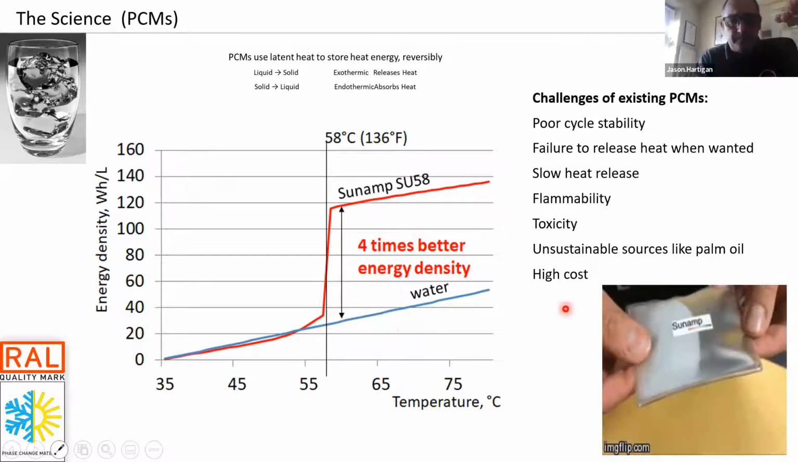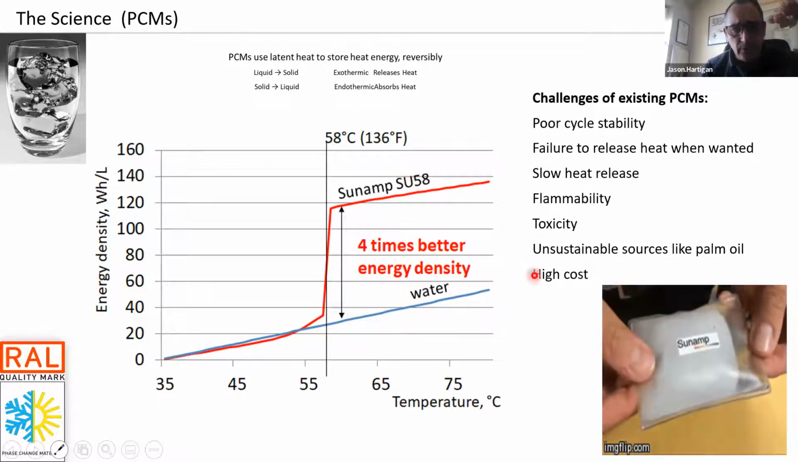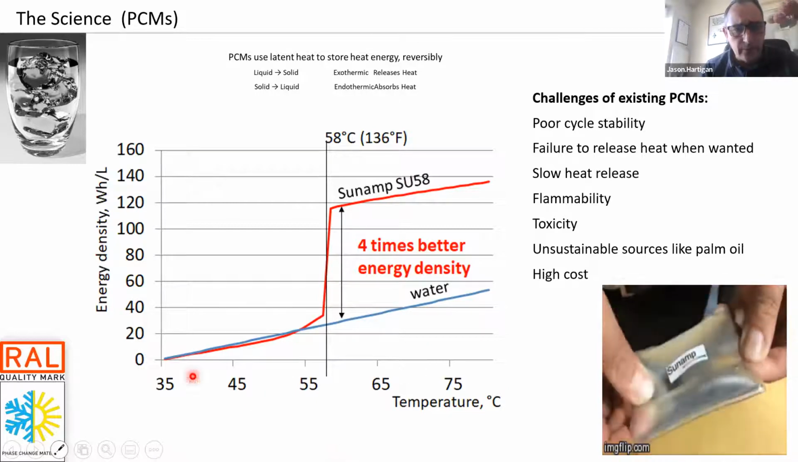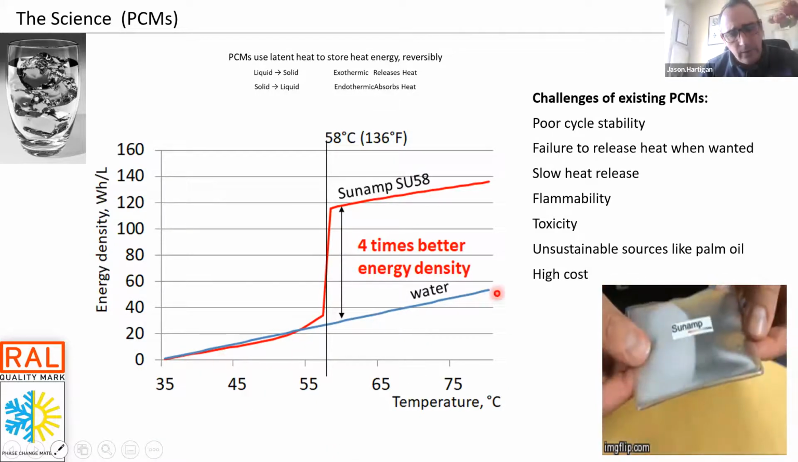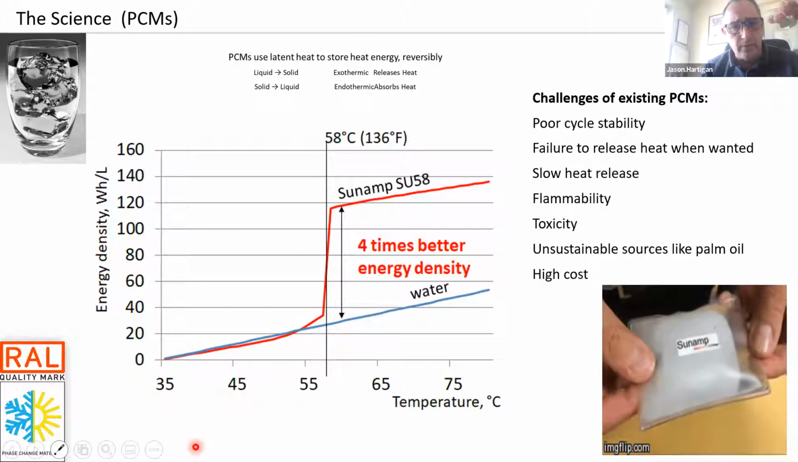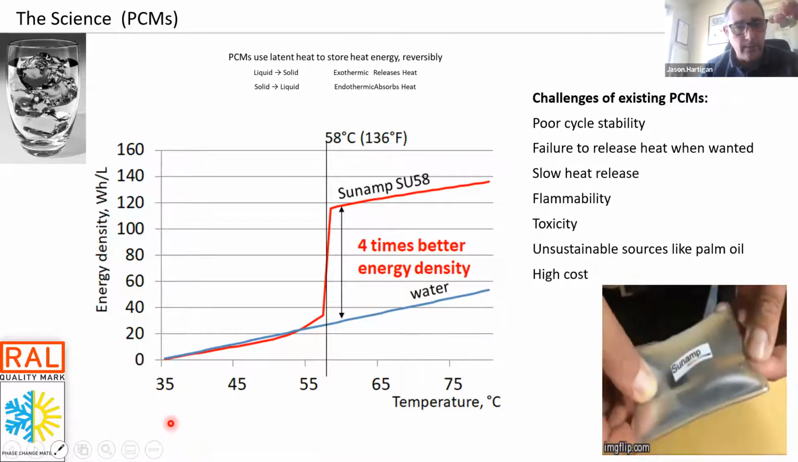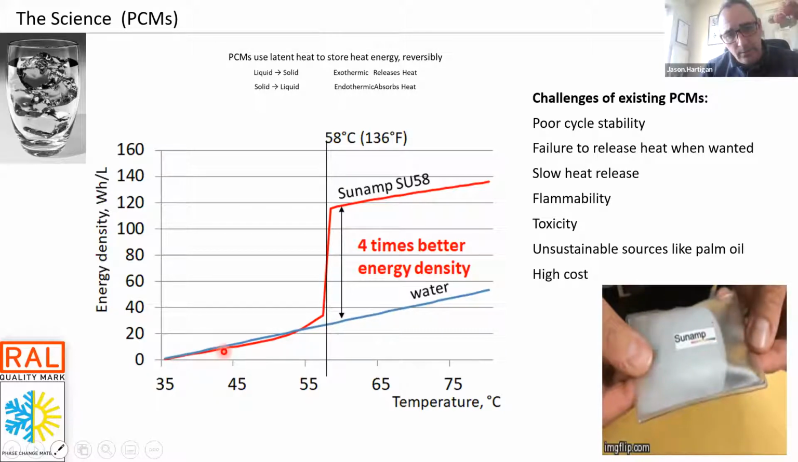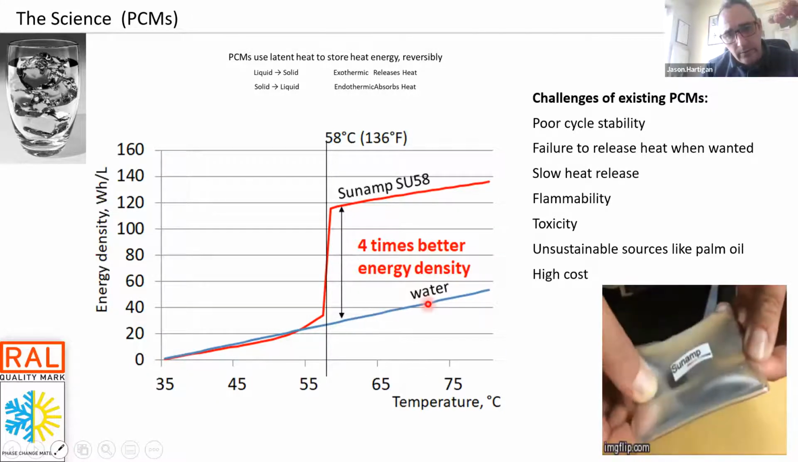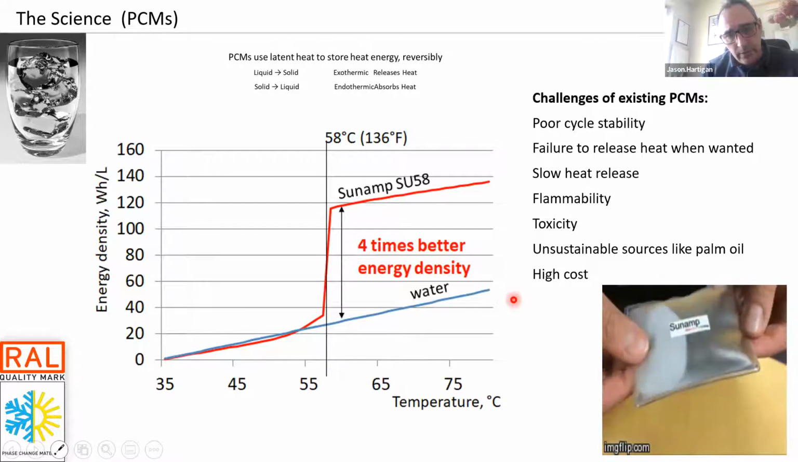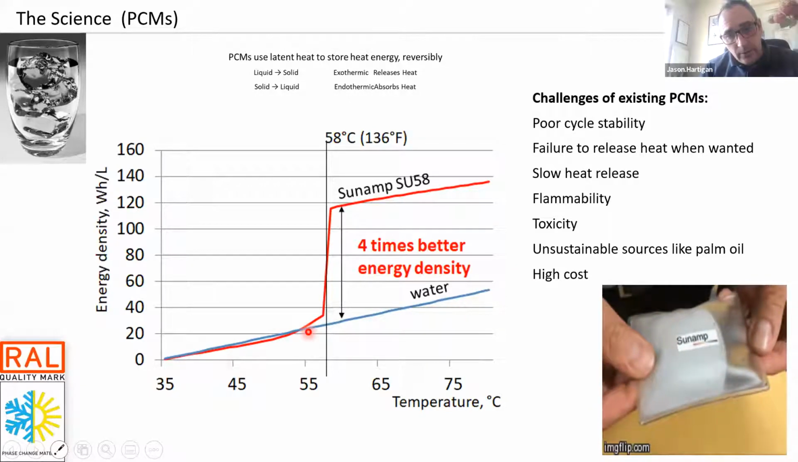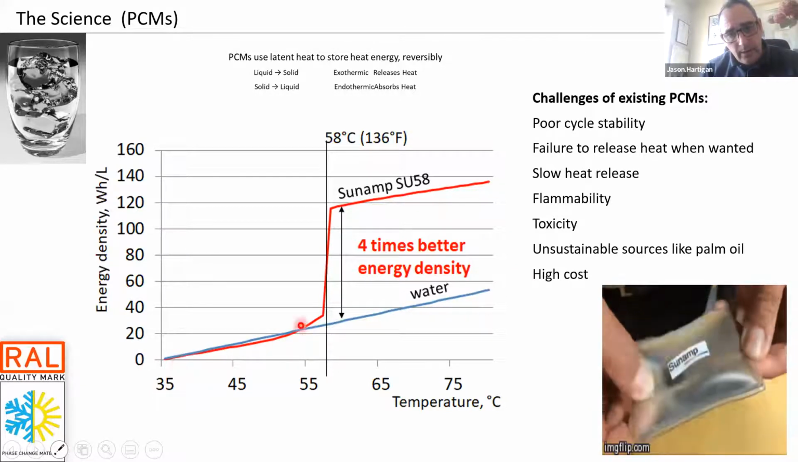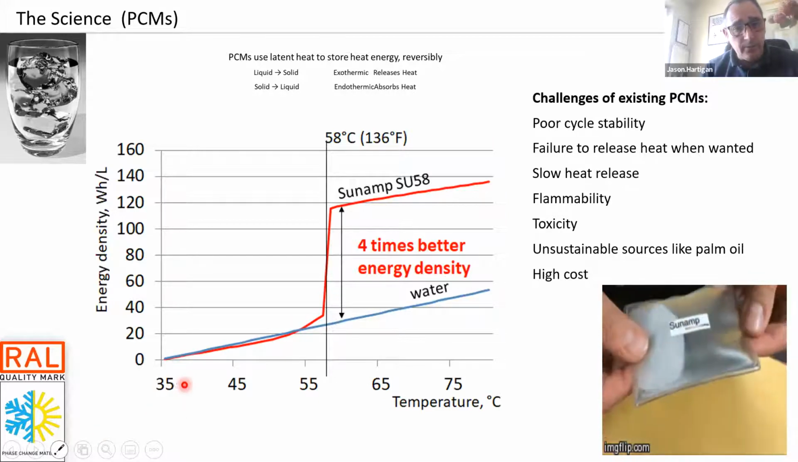Okay, so there's a few things going on with this slide. If you look at the blue line, if we go back to our previous graphs and when we talked about sensible heat, that is sensible heat. If we follow that blue line and raise the temperature to 100 degrees, that is your sensible heat line. The red line is a phase change material.